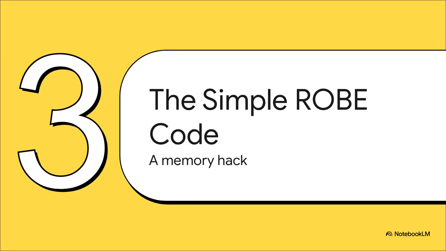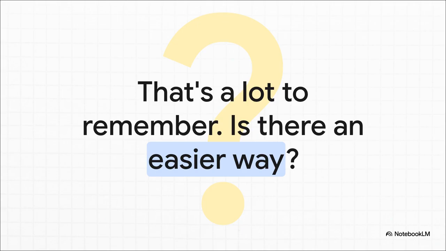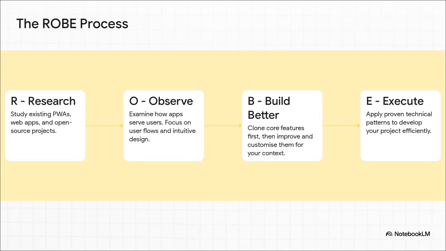I know, 4 phases can still feel like a lot to juggle when you're deep in a project. So Mr. Zamora built a super simple memory hack right into the system. To keep it all straight, all you have to do is remember to put on your developer robe. See, robe makes the whole process easy. R is for research. Go find what already works. O is for observe. Figure out why it works for users. B is for build better. Clone the core ideas and then add your unique value on top. And E is for execute. Use proven code patterns to build it efficiently and effectively. Research, observe, build, execute. That's the whole game plan.